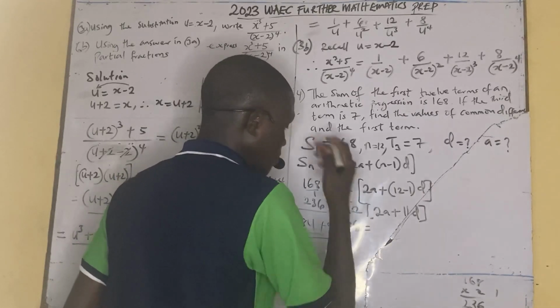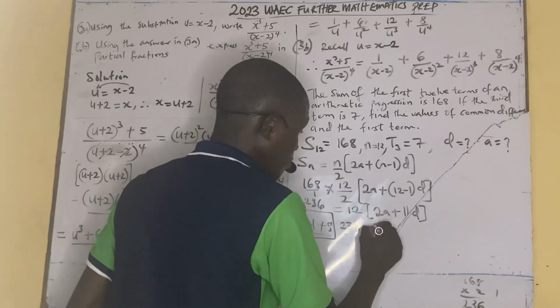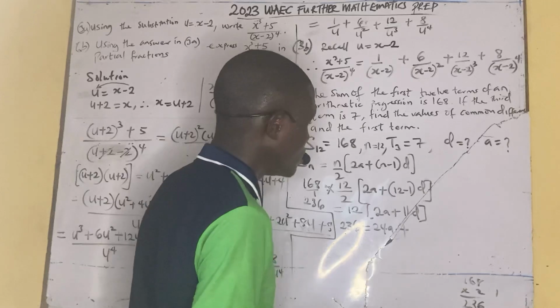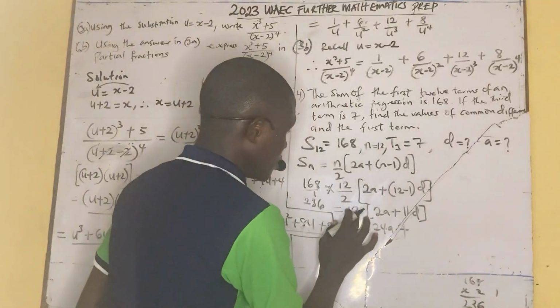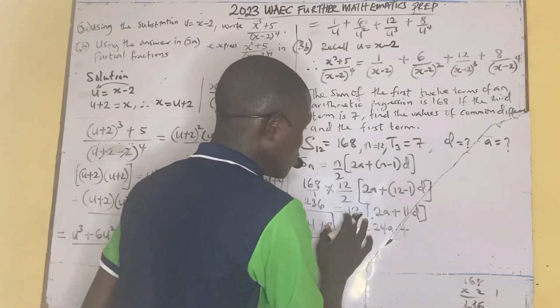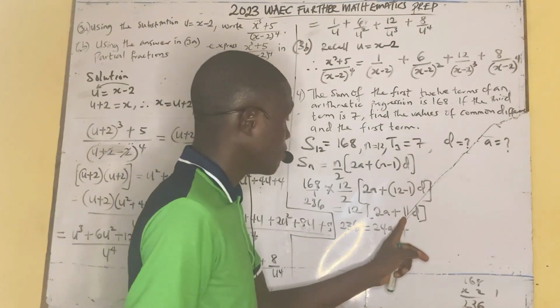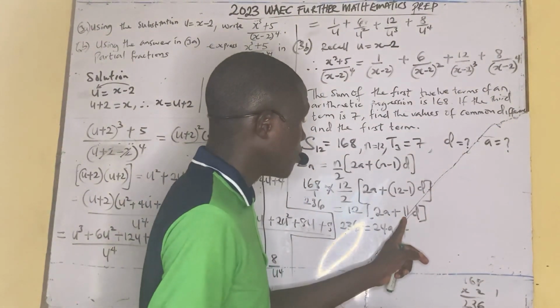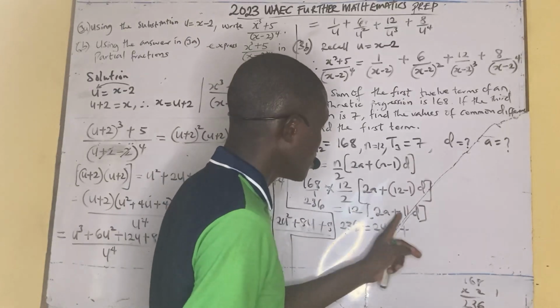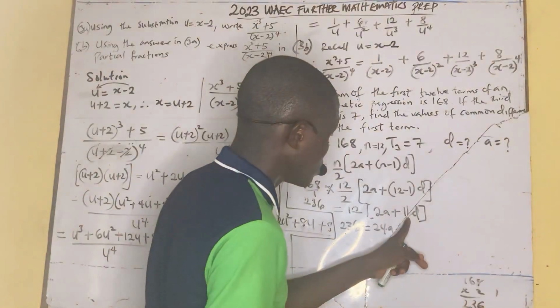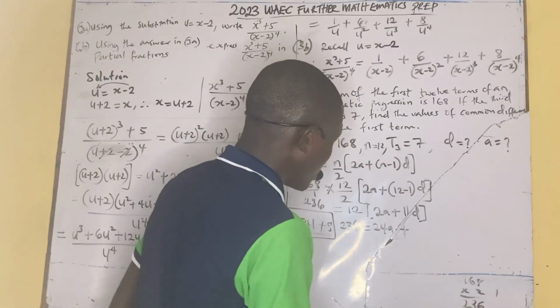Now from here we have 24a plus 12 times 11d. I've multiplied out there. 12 times 2a is 24a, and 12 times 11d will give you what? 11 times 11 is 121, so 12 times 11 will be 132. You can check that, it is 132.